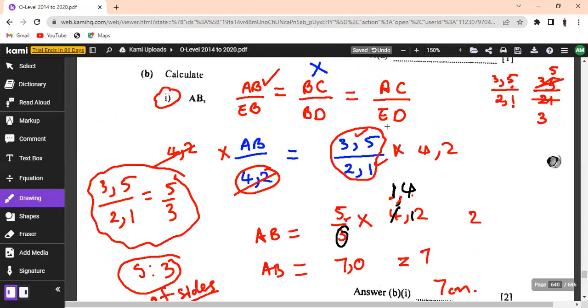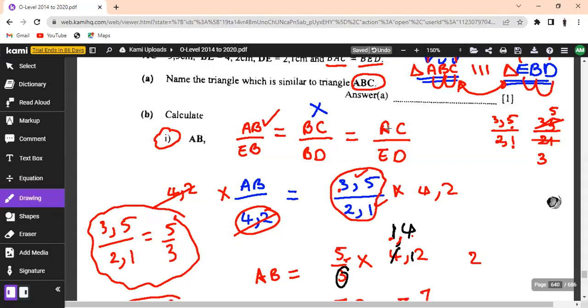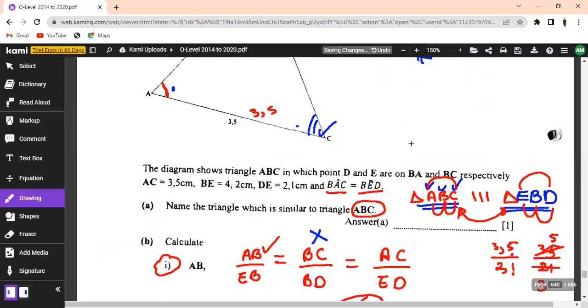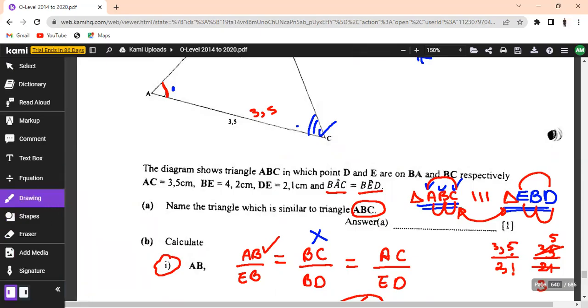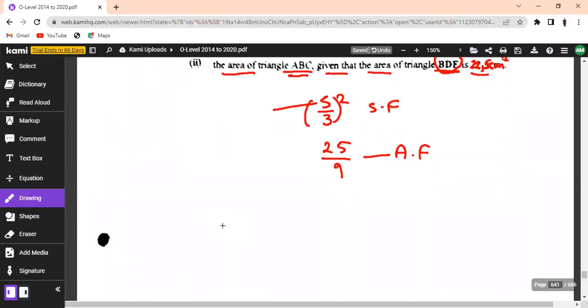I want us to cross-check, where did you obtain this 5? It was from this 3,5, and our 3,5 was from what? This triangle, the bigger triangle here. We said this triangle ABC is similar to this triangle. So the 5 is from the bigger triangle, the 3 is from the smaller triangle. So it also applies even on your area. If the 5 was from the bigger triangle, which is your ABC, it means this 3 here is from the smaller triangle, which is this one, your BDE. That is what it means.